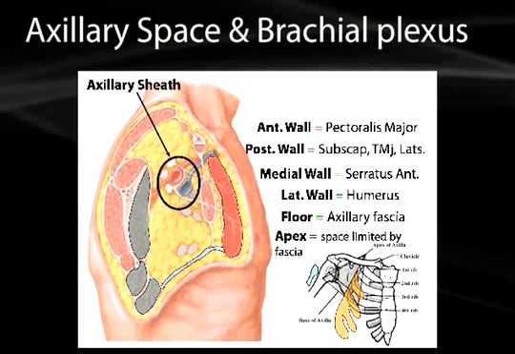In many places it's described as a pyramid projecting up with its apex towards the neck and its base towards the floor. The floor of the axilla itself is the axillary fascia, which is a fairly dense and tough sheath of tissue that will come across and contain the space across the armpit.